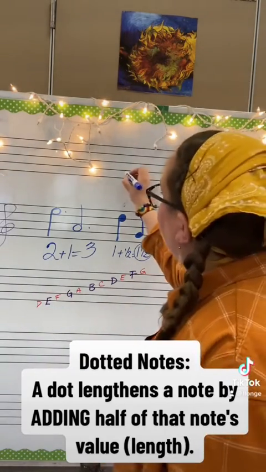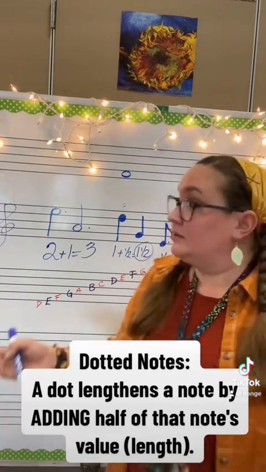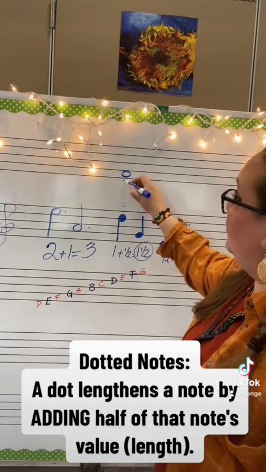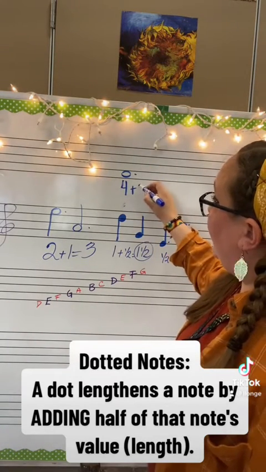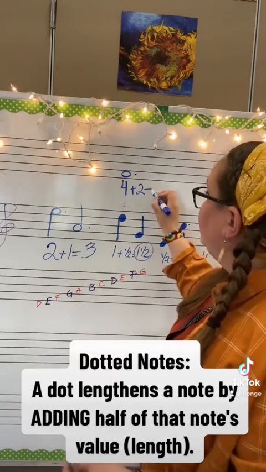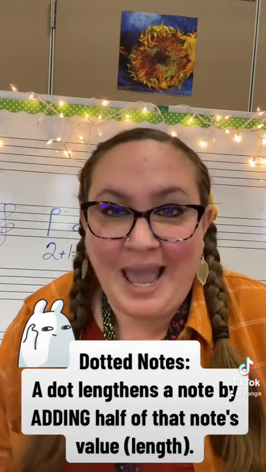And for fun, let's do a whole note. Whole note, we're gonna say it equals 4. So 4, I'm gonna dot it, boop. Gonna add to that half of its value, which is 2. A dotted whole note would equal 6. A dot adds to the note half of its value.